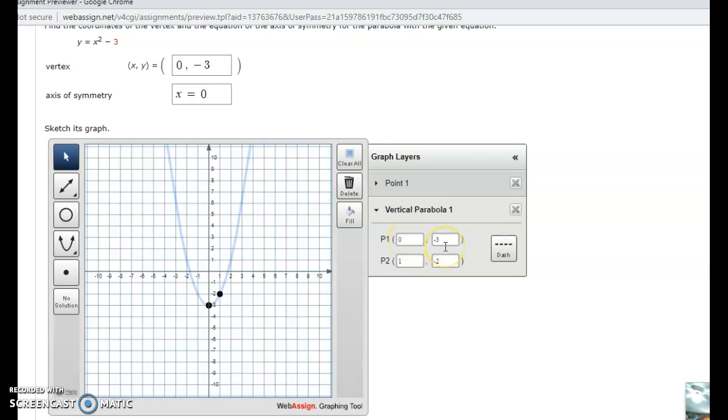and now I can see that I have my vertical parabola where the point 1 is at 0, negative 3, that's my vertex, and my second point is 1, negative 2. You know, I could have also done negative 1, negative 2, but notice that it's symmetrical across that x equals 0 line. And then you're finished.